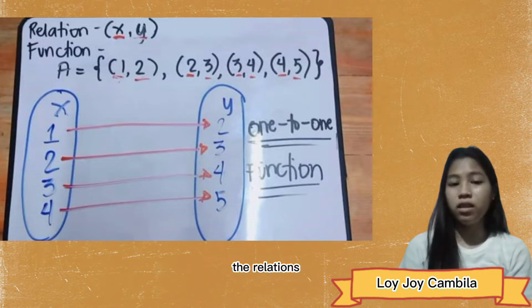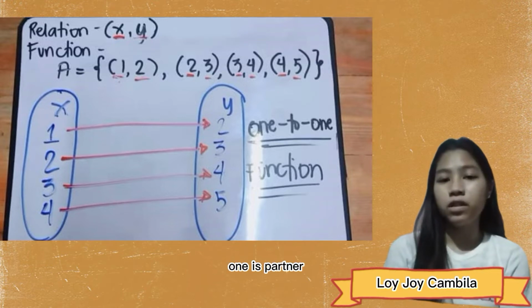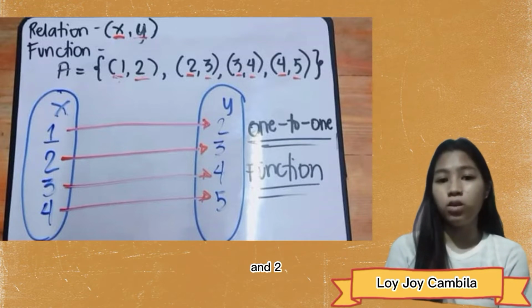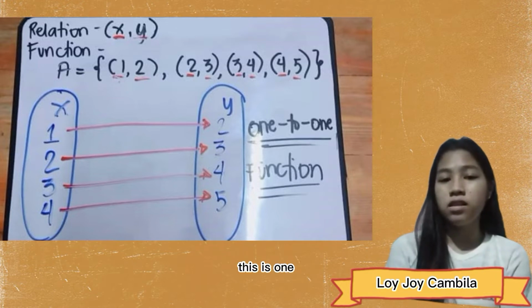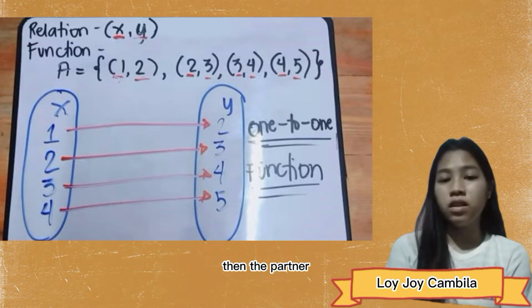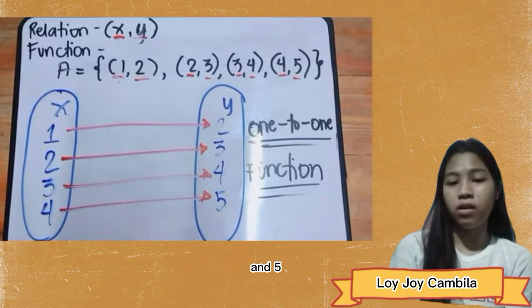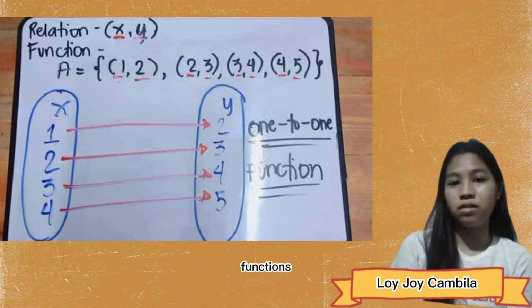Next, we will look at the relations to see if it is one-to-one, one-to-many, or many-to-one. Now, 1's partner is 2. Next is 2 and 3, then 3 and 4, and last is 4 and 5. So you can see that none of them has more than one relation. Each is loyal to its partner or pair, which means that we will call it one-to-one. Our relation will be a function.